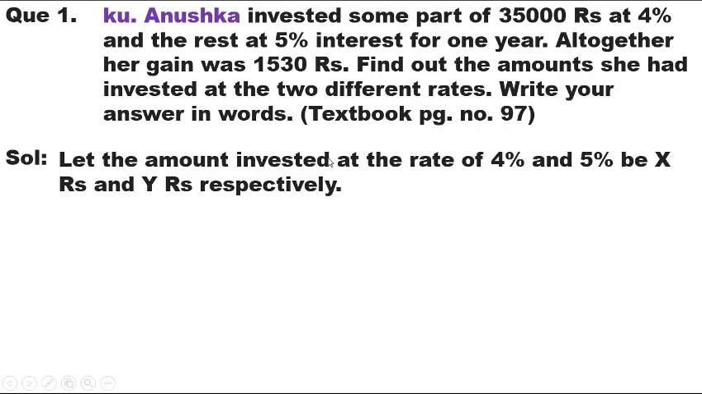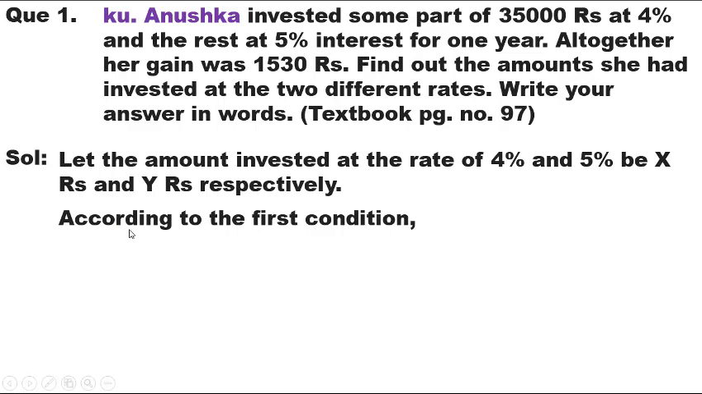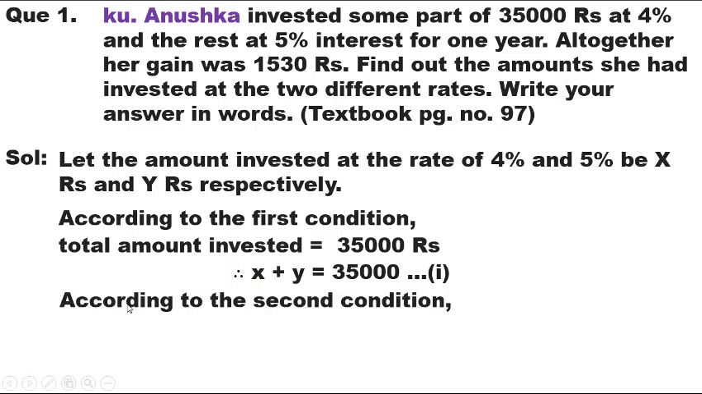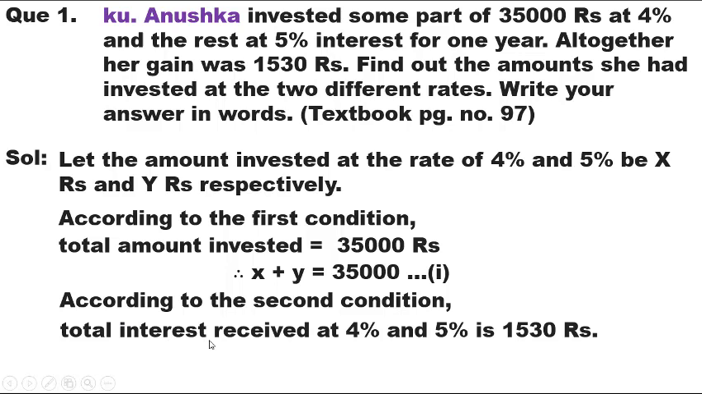Let the amount invested at the rate of 4% and 5% be X rupees and Y rupees respectively. According to the first condition, total amount invested is equal to 35,000. Therefore, X plus Y is equal to 35,000. According to second condition, total interest received at 4% and 5% is 1,530.